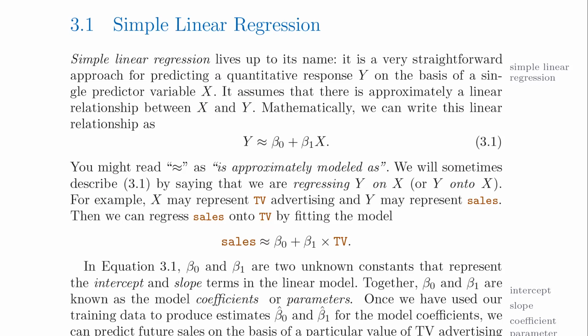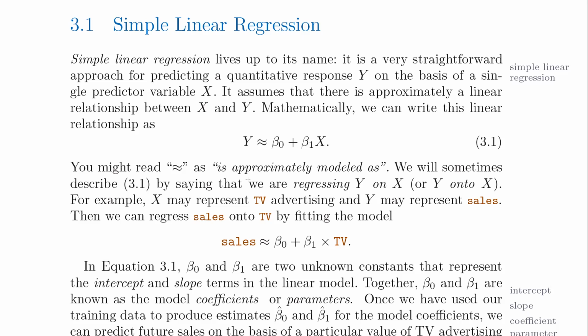Simple linear regression lives up to its name. So apparently, not only are we doing regression, it is linear regression, and it is simple linear regression. I wonder what they mean by simple. Maybe it's just one input variable. Let's have a look. Simple linear regression lives up to its name. It is a very straightforward approach for predicting a quantitative response y on the basis, there we go, of a single predictor variable x. It assumes that there is approximately a linear relationship between x and y.